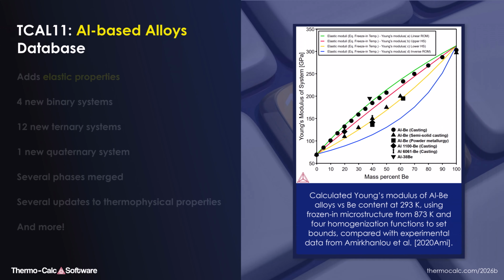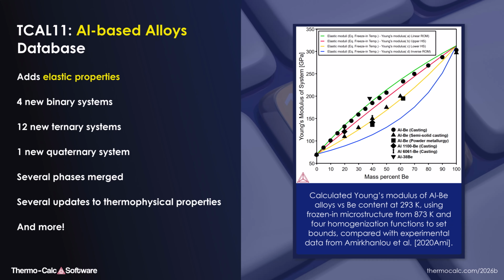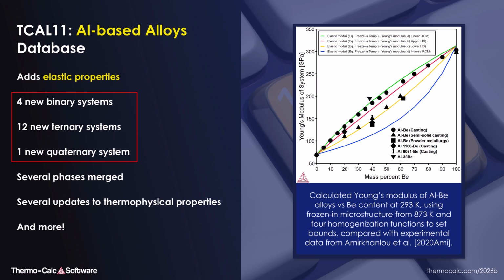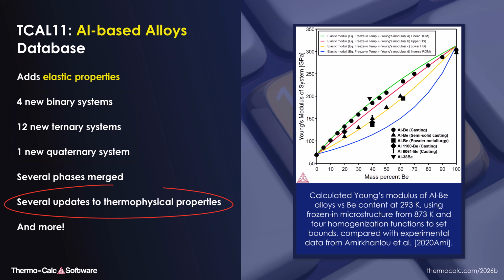The aluminum-based alloys database, TC-AL11, adds elastic properties, as well as several new binary, ternary, and quaternary systems, as well as several updates to thermophysical properties.